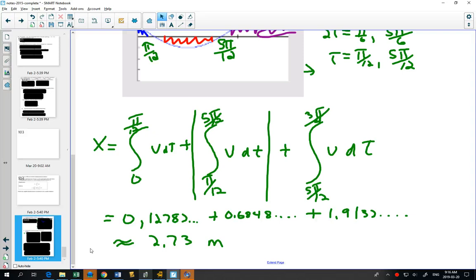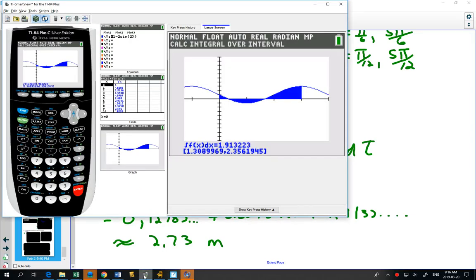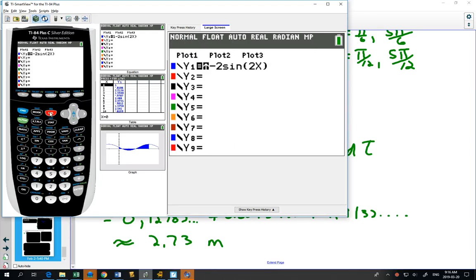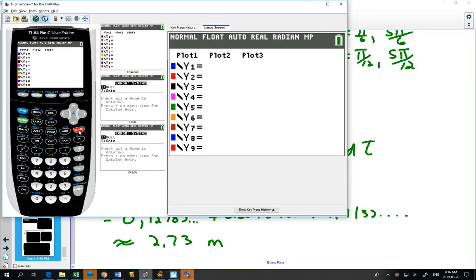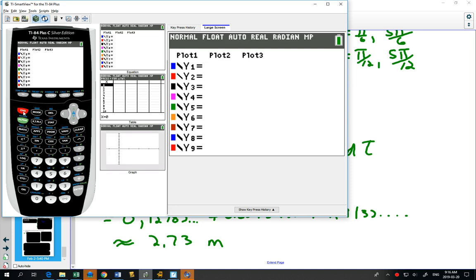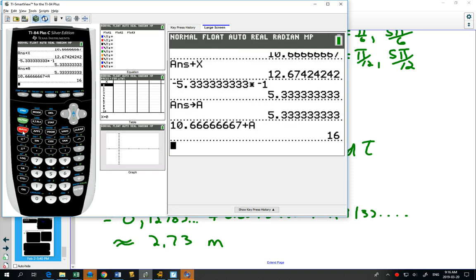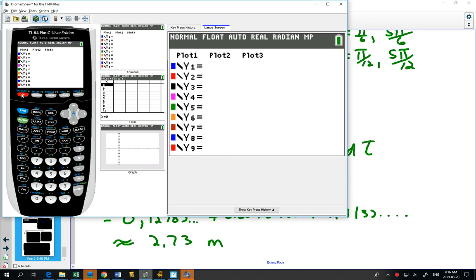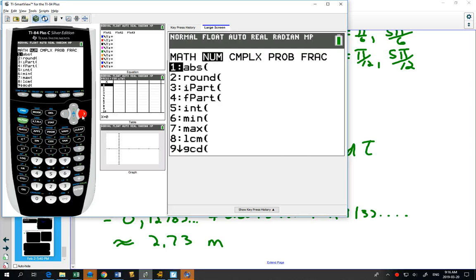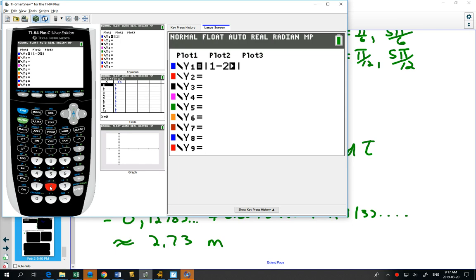Now going back to our calculator, someone said, is there a way to do this all at once? Well, the problem with what we have right now on our graphing calculator is part of that area is below. How could I make that area go above? I could take my original function and put it in absolute value. So I'll have to rewrite it. Okay, absolute value is under number 1, of 1 minus 2 sine 2x.